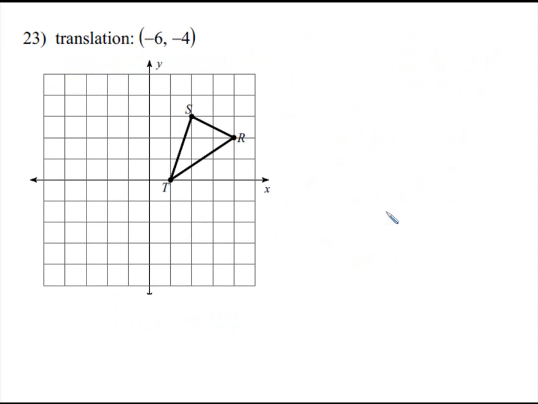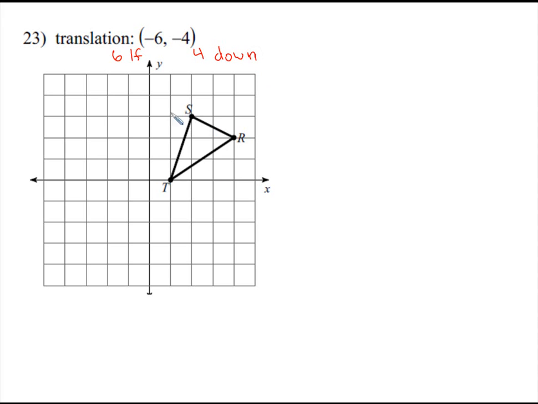Let's take a look at number 23 here. They want us to translate this shape (-6, -4). If we remember what this means in words, this -6 means you want to move 6 to the left. -4 means you want to move 4 down.